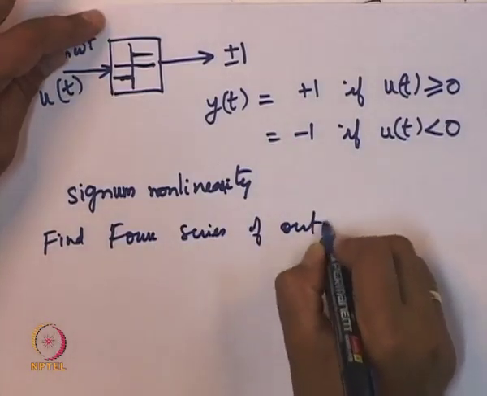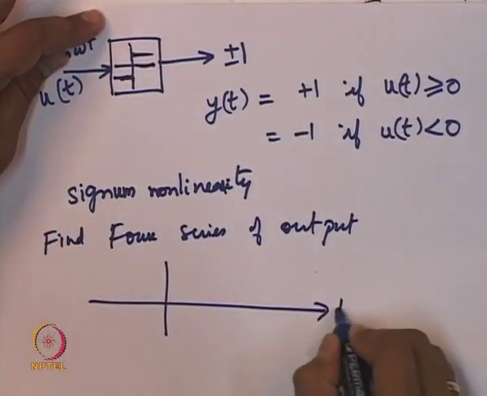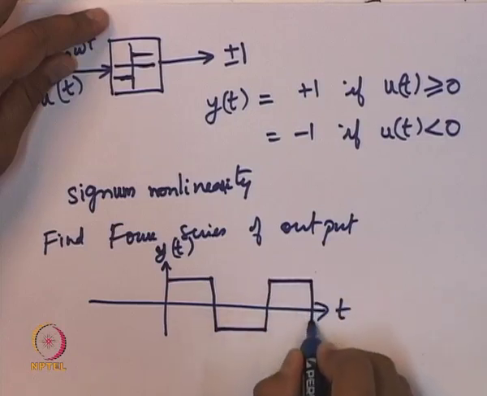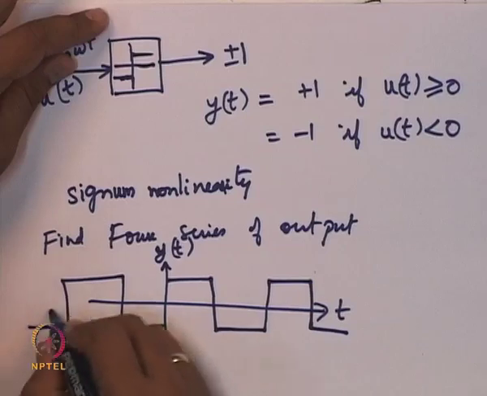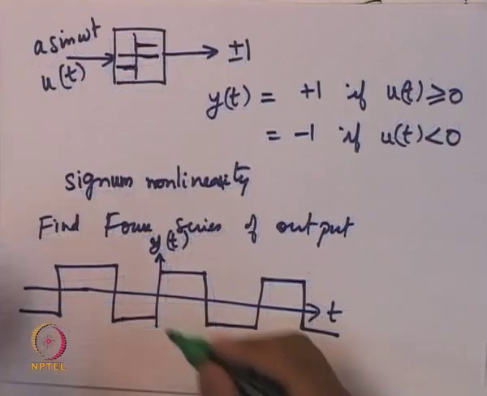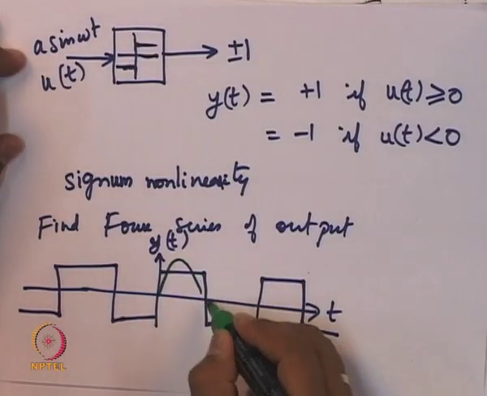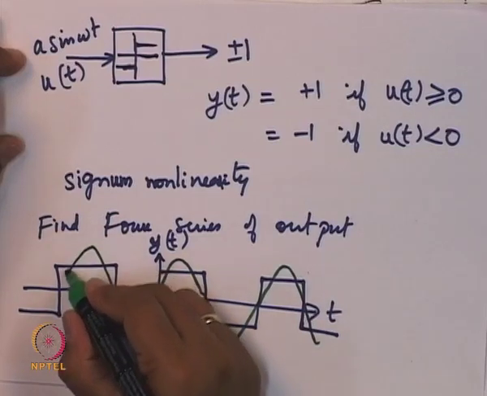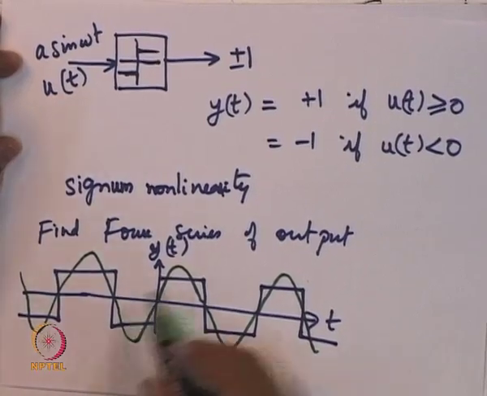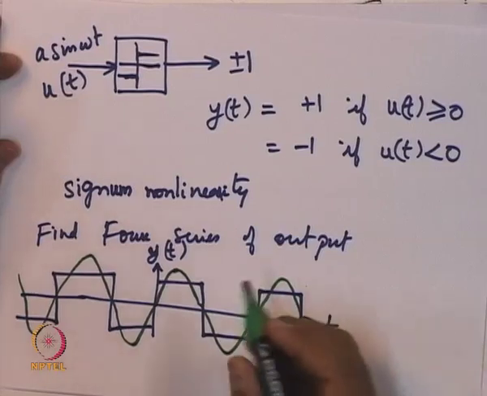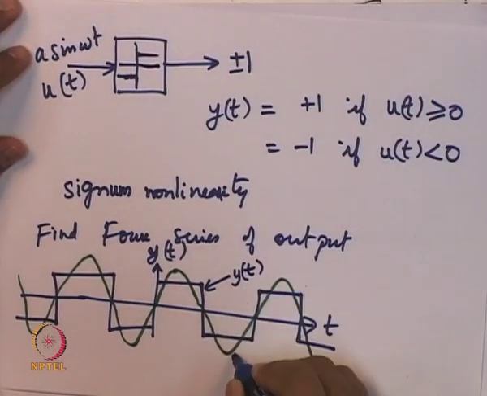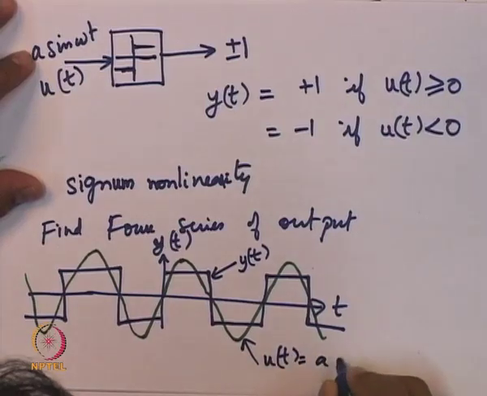How does the output look for the sinusoidal input? Let us plot the output first. The output is like this. Let us also plot the input. The way I have drawn this figure, A is greater than 1, which is why the input peak is greater than plus 1, but it is in phase. So, we can find the Fourier series of this periodic signal. This is y of t, and this is the input u of t equal to A sin omega t.